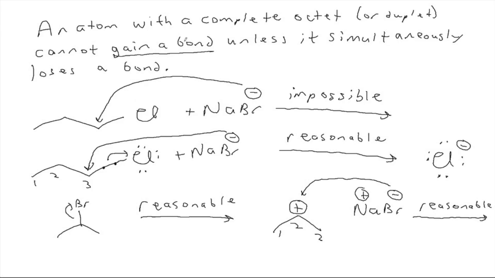The only time that you have to worry about gaining a bond is if the atom started with a complete octet. If you start with an incomplete octet, it's always okay to gain a bond. So the key thing here is this only applies to atoms that started with a complete octet. They're the ones that cannot gain a bond without losing a bond. If you started with an incomplete octet, then obviously there's room for more electrons.